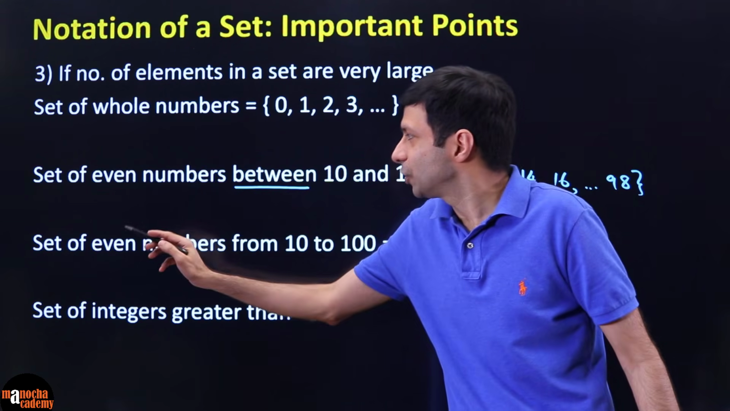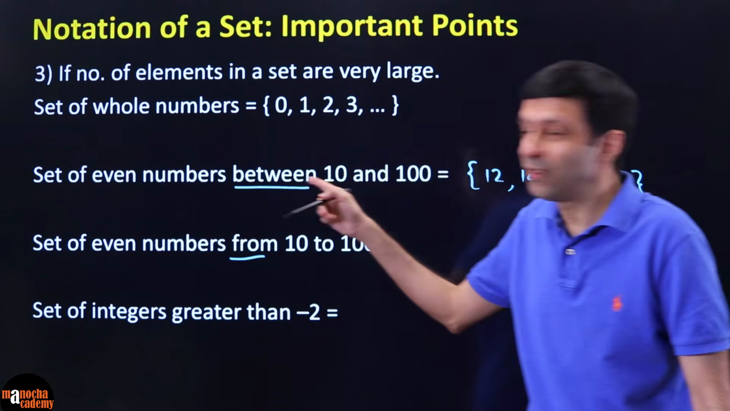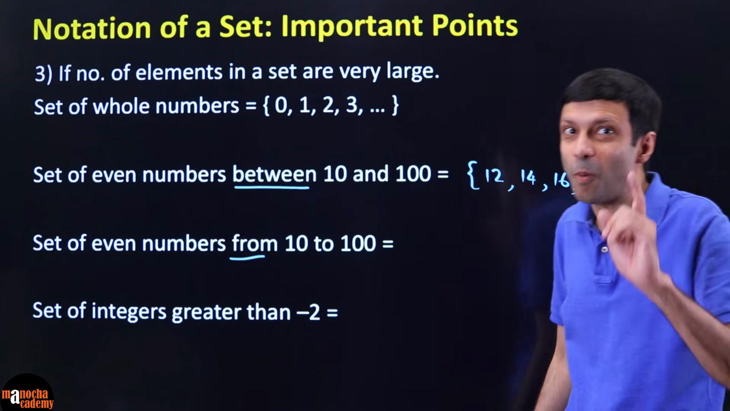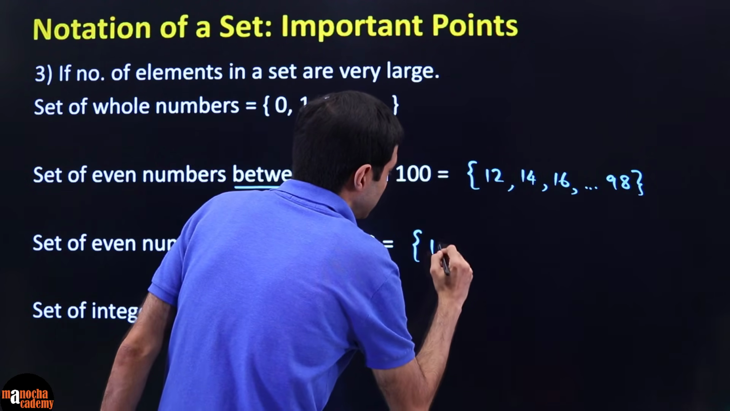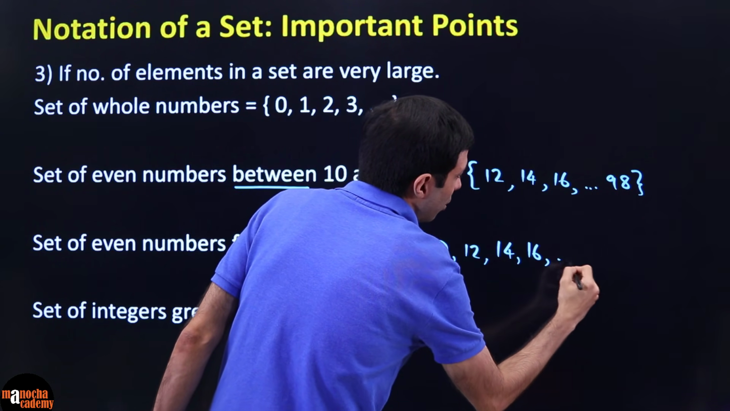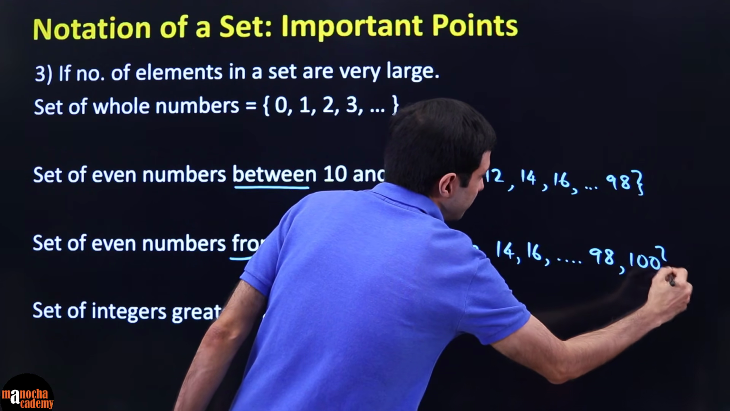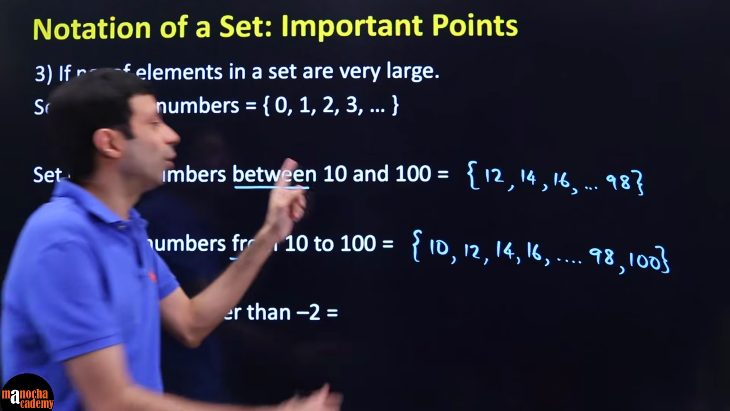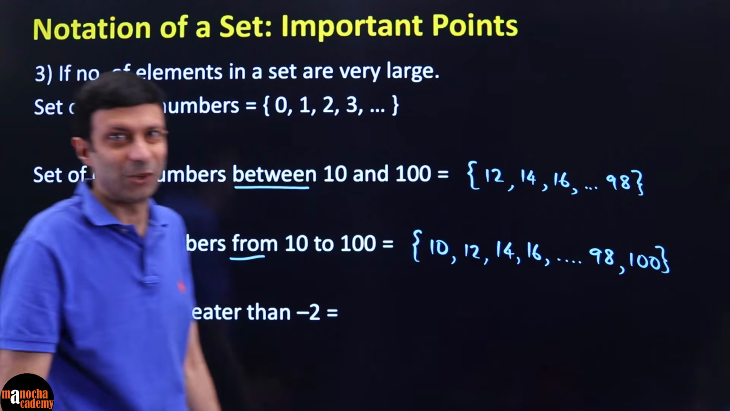But if you were given the question set of even numbers from 10 to 100, here note we are saying from. Previous question was between. When we use the word from, that means 10 and 100 both are going to be included. Okay? So it's going to be 10, 12, 14, 16, all the way up to 98 and 100 included here. So please remember this important difference: between, you don't include the first and last number. From, first and last number both are included.